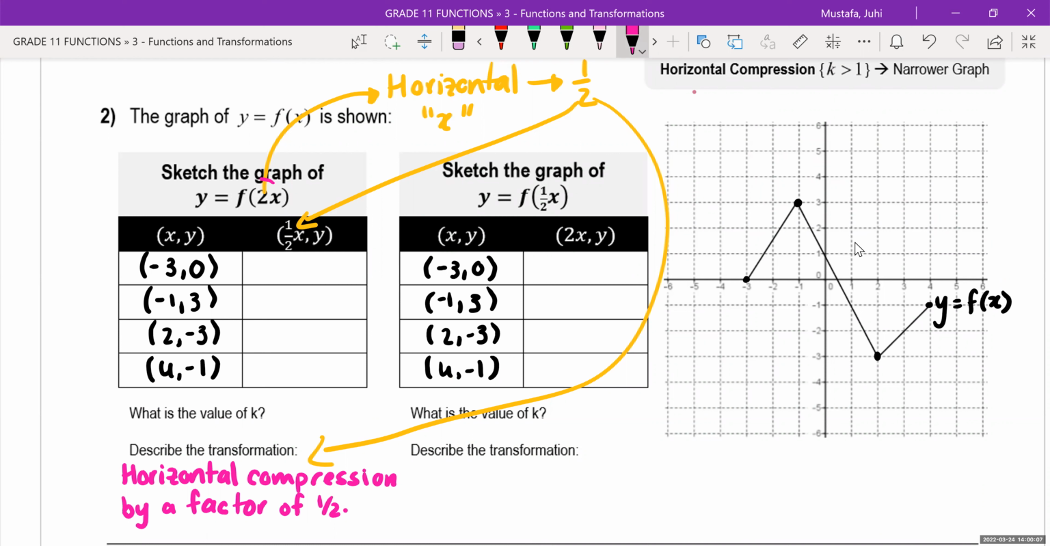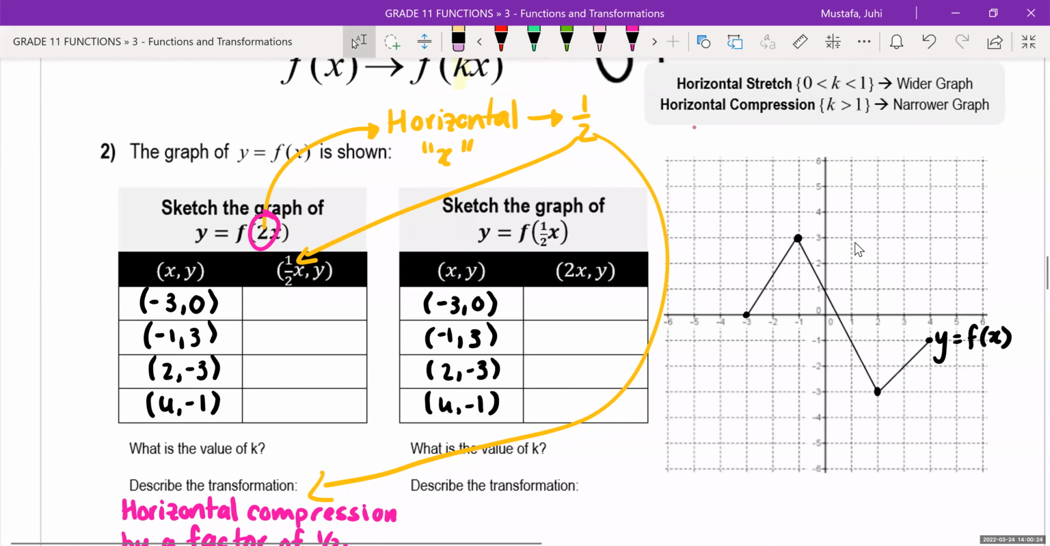I recognize that there is a 2 in my question. It's inside of the bracket. That means it affects my horizontal, which means it affects my x value in the mapping coordinates. However, everything that is inside the bracket is always opposite. The opposite of a 2, when you flip it, is a half. So I think of it as a half.